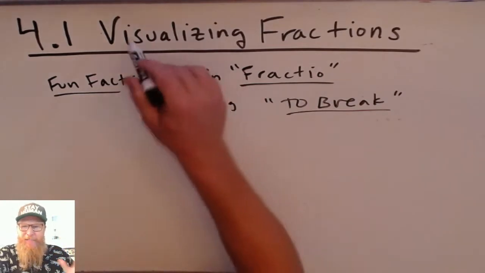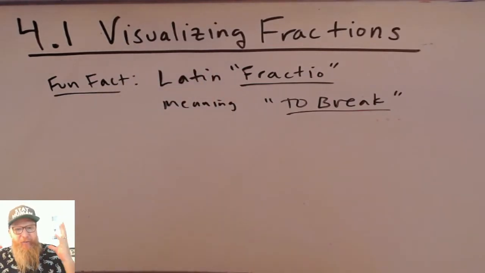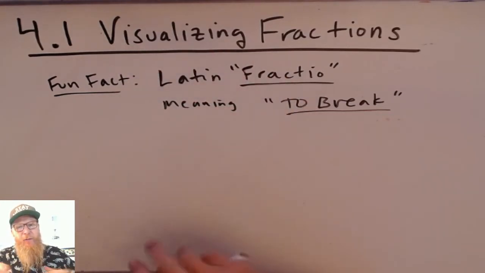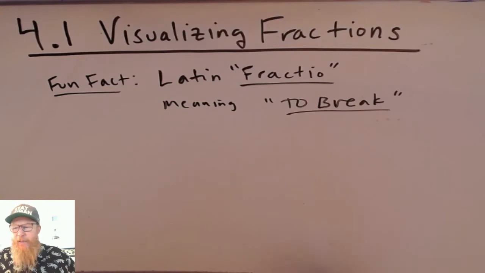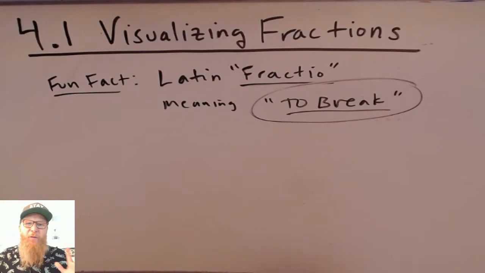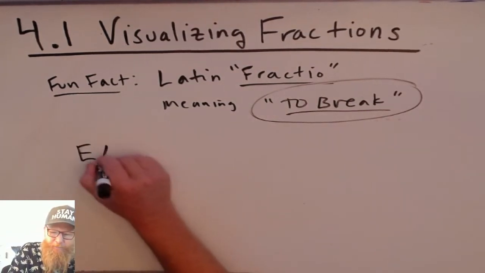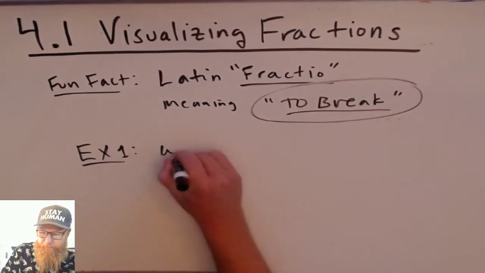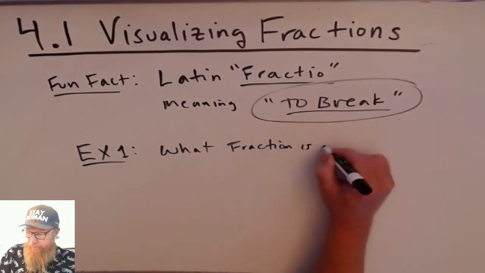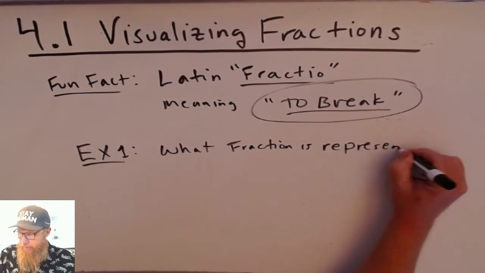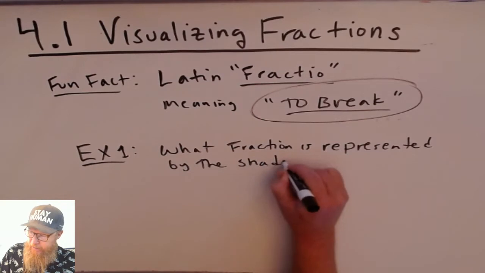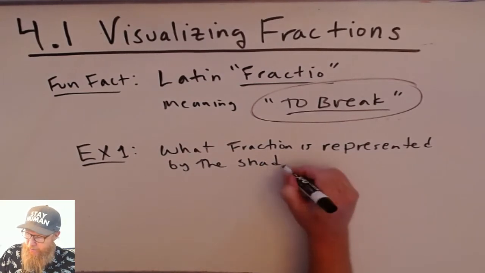So in this section, we're going to do a lot of visual math, talking about what the fractions mean when we look at them in terms of objects. So to get a good idea about what that means, we'll start with a very basic example. Fraction is represented by the shaded area. So we're really going back to old school here.